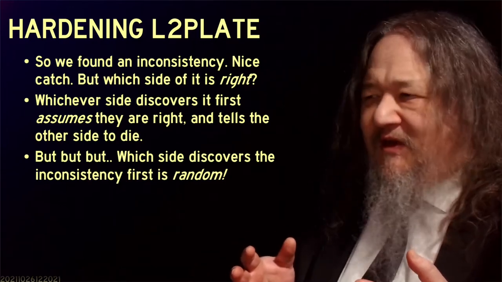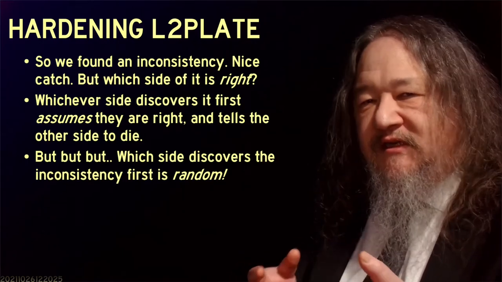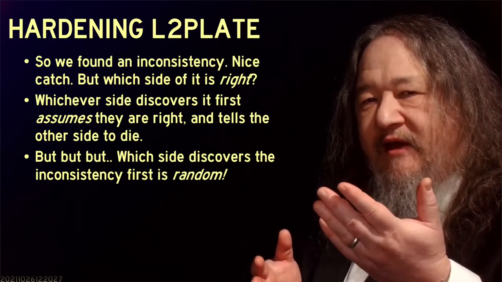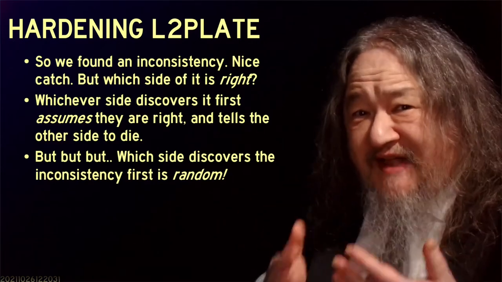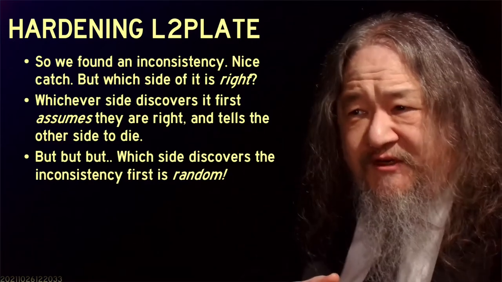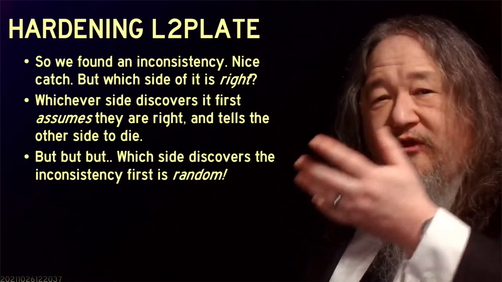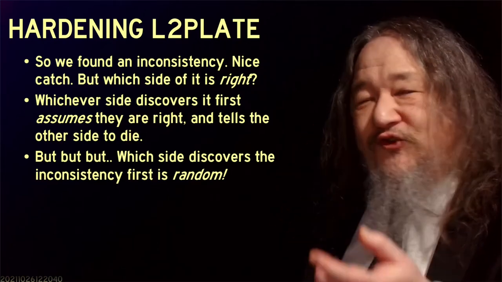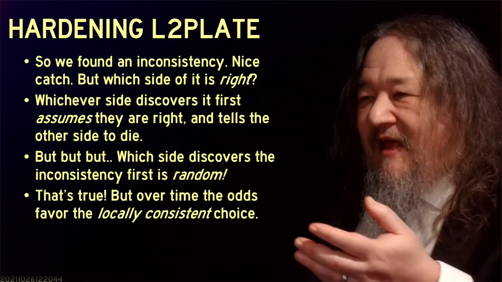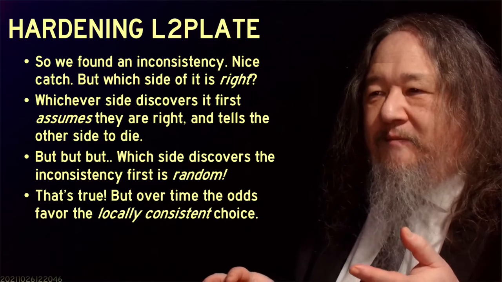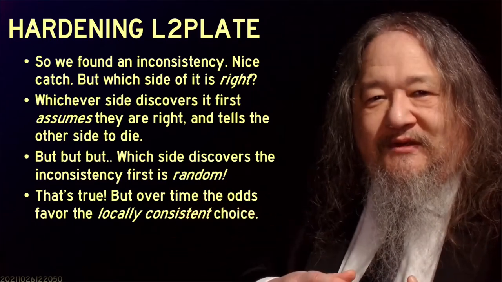The problem with this is which side happens to discover the inconsistency depends on whether the 3.3 atom gets an event before the 7.3 atom or vice versa. And that's random by the design of the machine. So how are we going to have any sense of knowing whether the right site, the right answer is going to win? And the answer to that is we don't know. But over time, the odds favor the locally consistent choice.